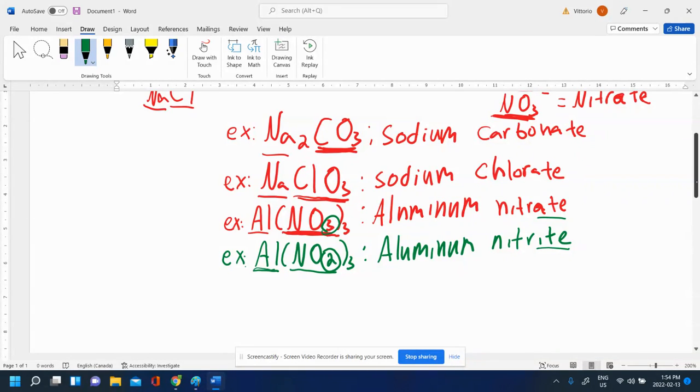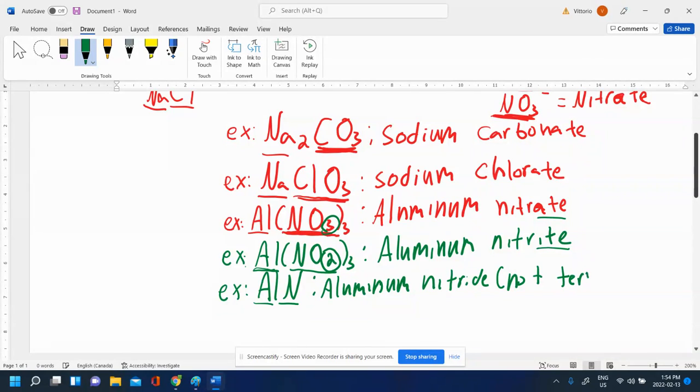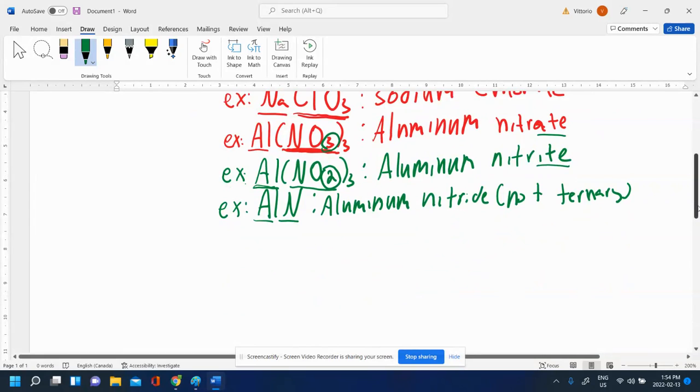And this is not polyatomic, but just to show you the difference, if we have AlN, this I know is not a ternary ionic compound because there's no polyatomic ion in there. It's just two different elements, a metal and a nonmetal. This is a regular binary ionic compound. Aluminum. And when you name this, the nitrogen becomes nitride. But this is not ternary. It is binary. We'll do a few more together to make sure you understand.